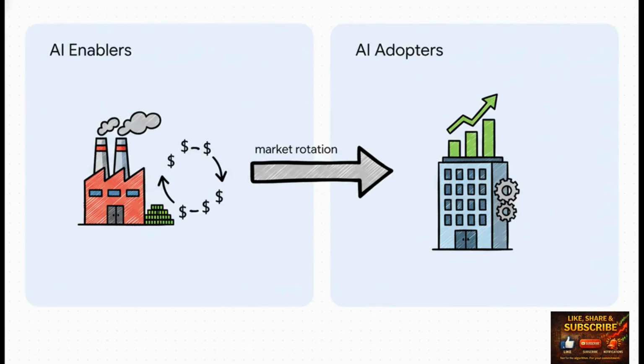And all this leads to a huge theme for 2026, a potential rotation within the AI market itself. The early days were all about the AI enablers, the companies building the foundational chips and the cloud platforms, but the focus is starting to shift now to the AI adopters. These are the companies that are actually using AI to get real, measurable results and become more efficient. That's where a lot of analysts think the next big wave of value is going to come from.